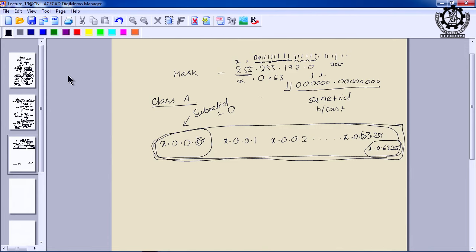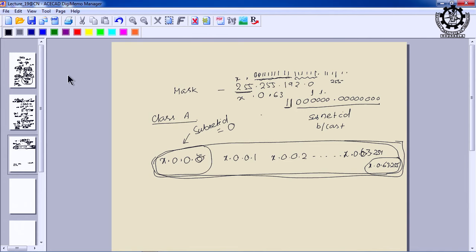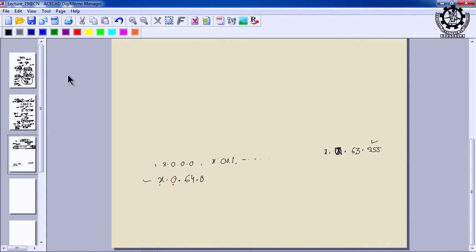Coming to the next one, now this one will be 1, I mean the earlier one. Next one will be x.0.64.0. Agree? Because this number will now be 1 and the rest of the things will again be 0. So what is the number you are getting? x.0.64.0.